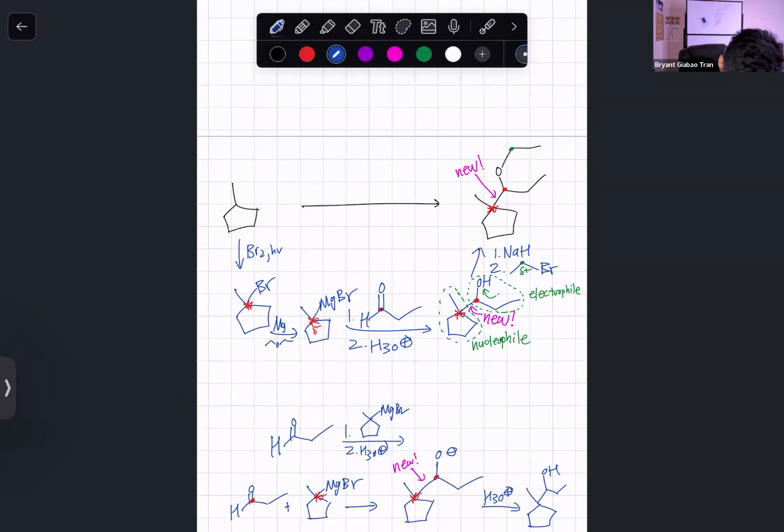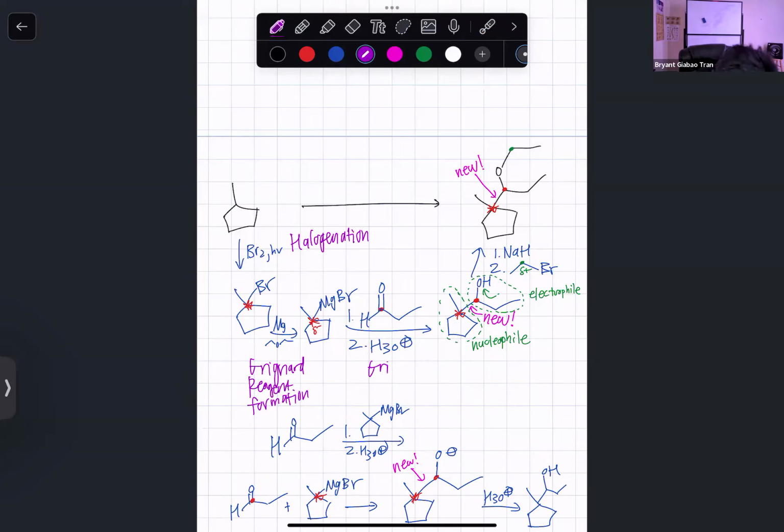Right. So the first step that we did was halogenation, or bromination specifically, because we want the more substituted carbon. The second reaction we did was Grignard reagent formation, right? We're forming the Grignard reagent, the MgBr. The third reaction we did was an actual Grignard reaction. And then this last one is Williamson ether synthesis, WES.